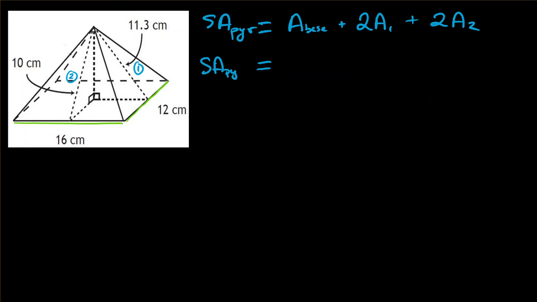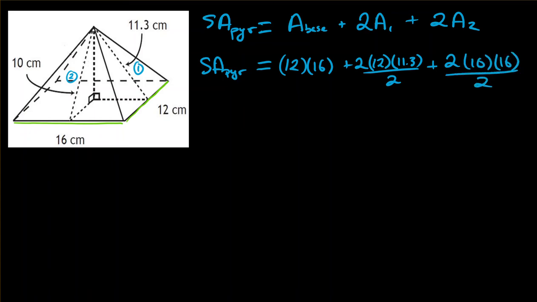So the surface area of this pyramid is the area of the base. Well, the base is 12 by 16. There are two area 1s, so that's 12 by 11.3 divided by 2. And then there are two area 2s, and that's a slant height of 10, and 16 across the bottom. So 10 by 16 divided by 2. Now hopefully you can see that the 2 and the 2 here cancel, and the 2 and the 2 here cancel. It doesn't really matter if you were to just put it into your calculator. Your calculator could do the work for you anyway.